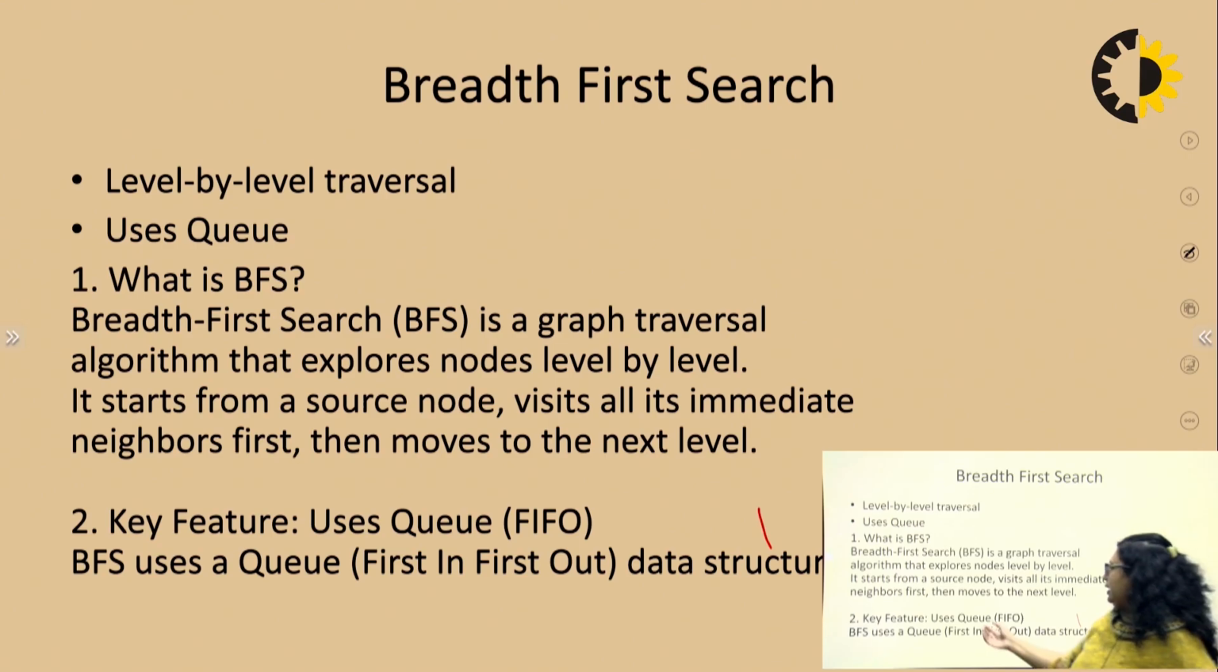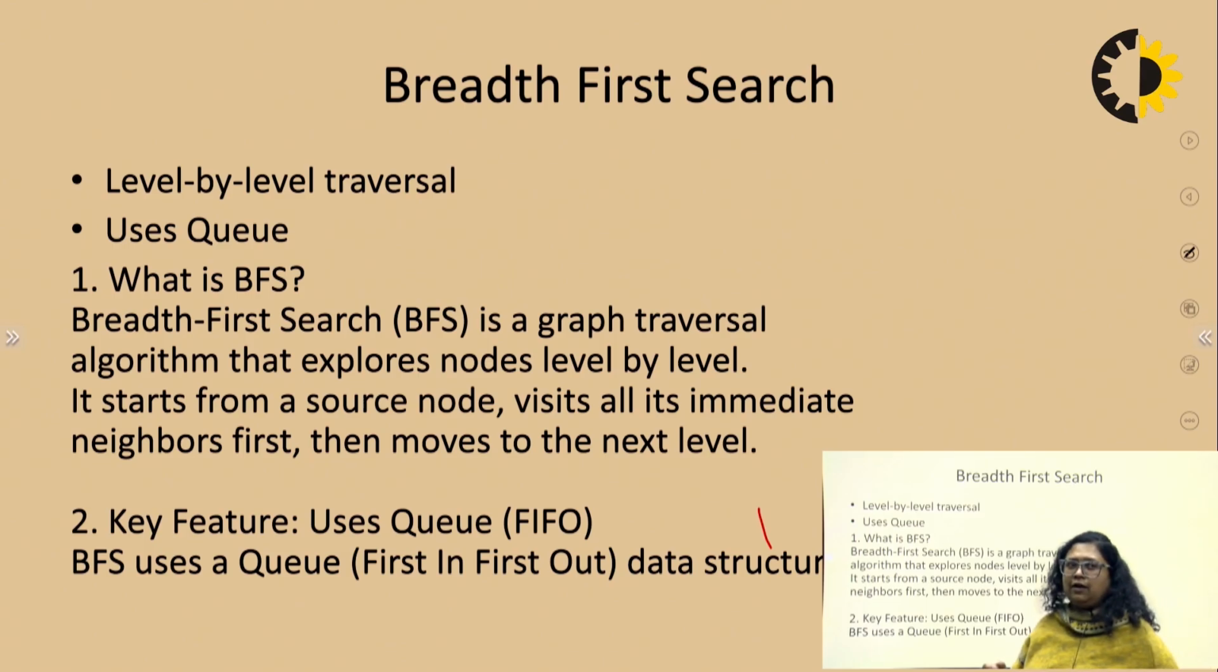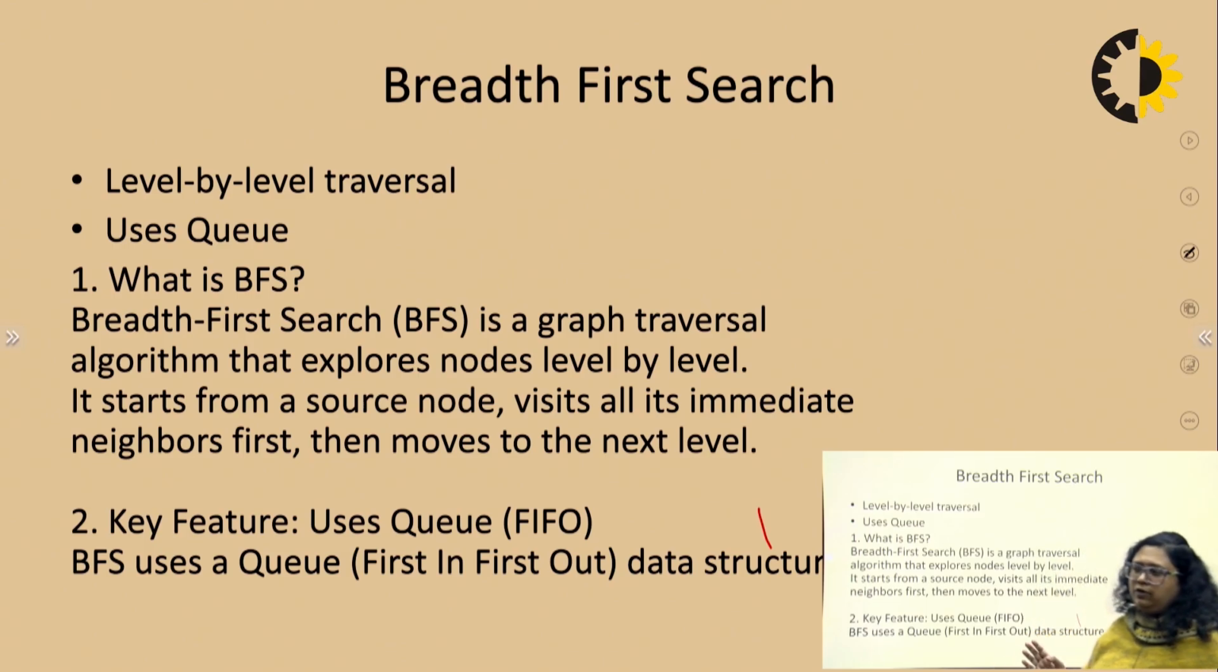So one of the features of breadth first search is FIFO. FIFO means first in, first out. The person who has entered the queue first will get his or her reservation booked and will be the first one to get out of the queue. So BFS uses the concept of queue, first in, first out, in data structures.